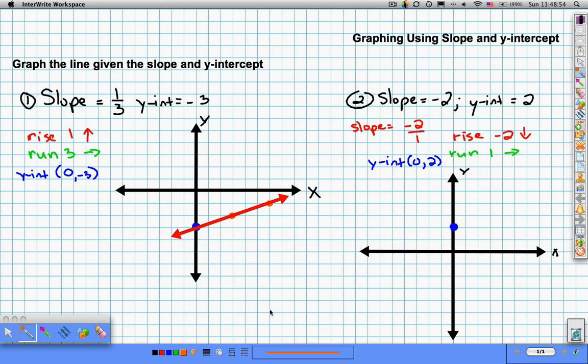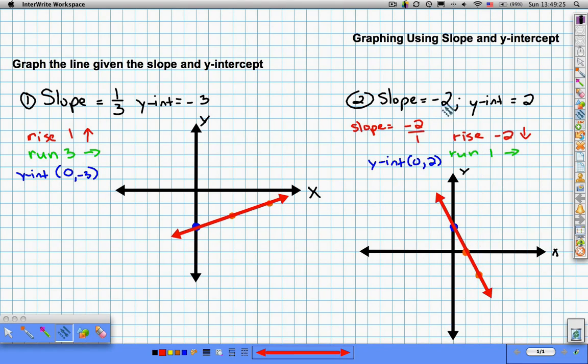Now I'm going to follow what my slope tells me. Starting here at my y-intercept, I'm going to go down 2 and then to the right 1. Here's my next point. I'm going to do it again: down 2 and to the right 1. Now let's graph this, and if you can see, it will be a nice straight line, which will be right about there.